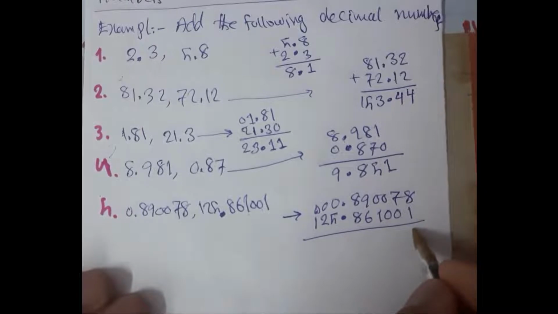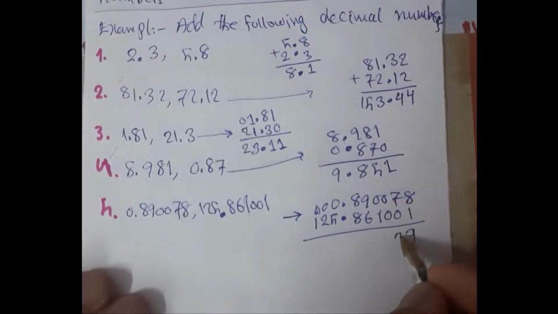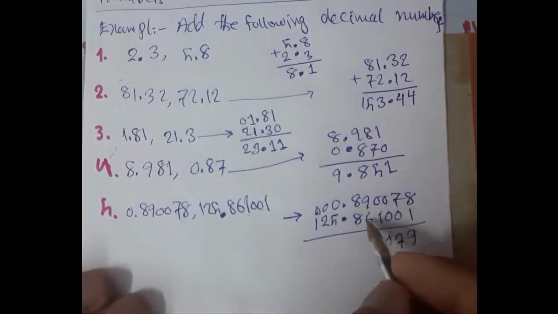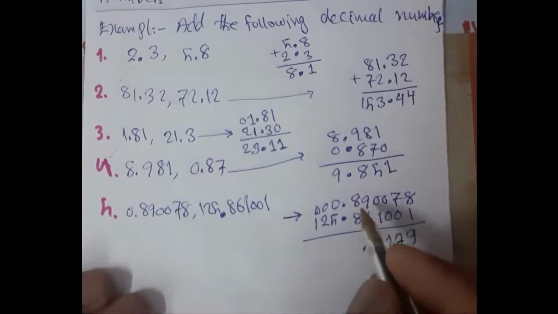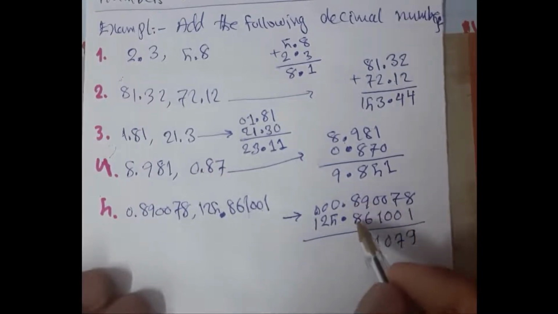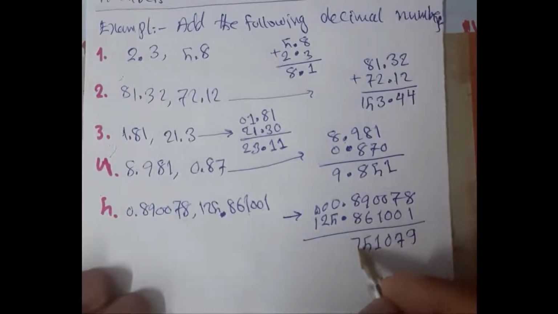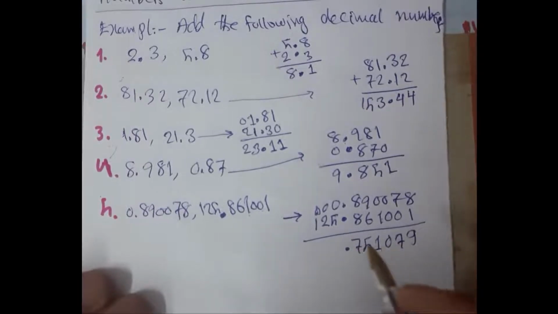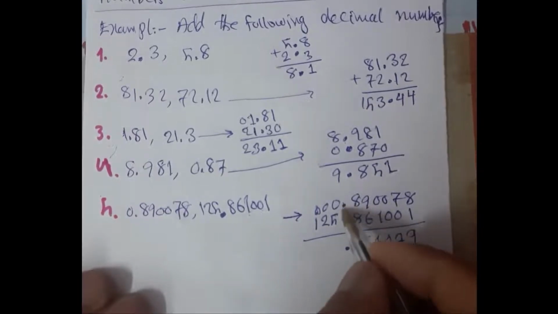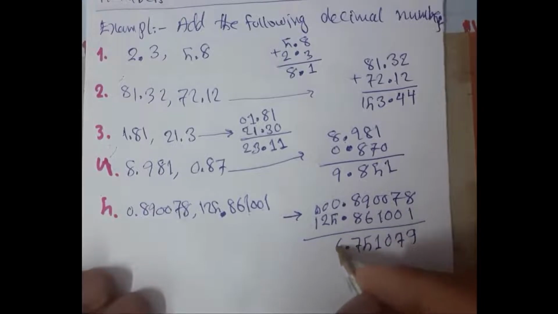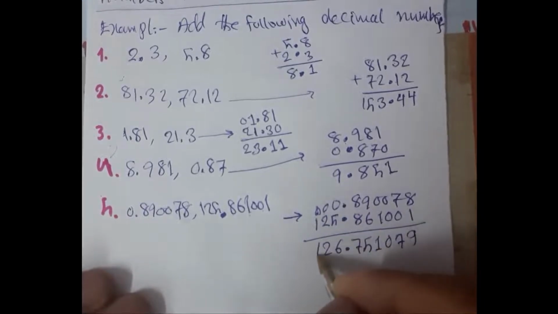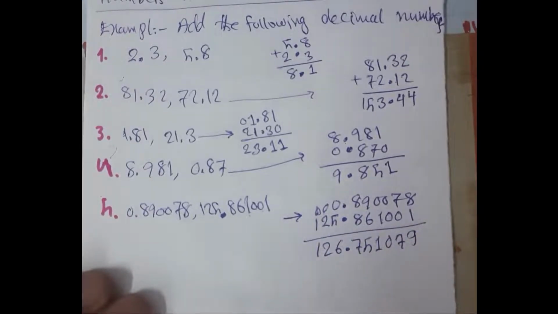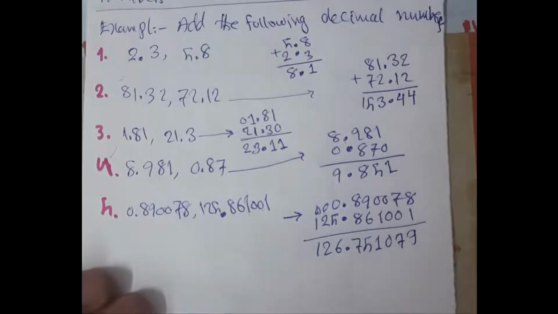1 plus 8, 9. 7 plus 0, 7. 0 plus 0, 0. 0 plus 1, 1. 9 plus 6, 15. 1 plus 8, 9. 9 plus 8, 17. 17 we write 7. We have 1. 1 plus 5, 6. 2 and 1. 126.751079. It is the answer.